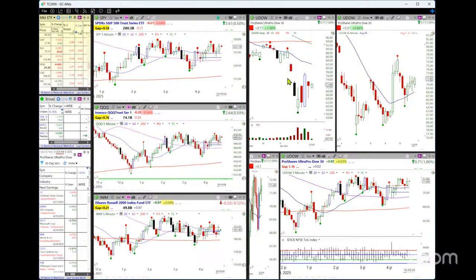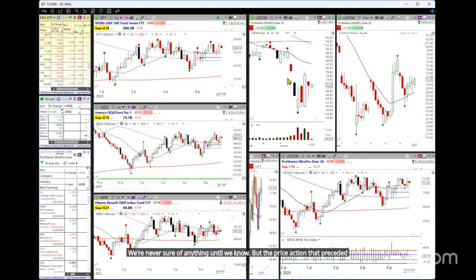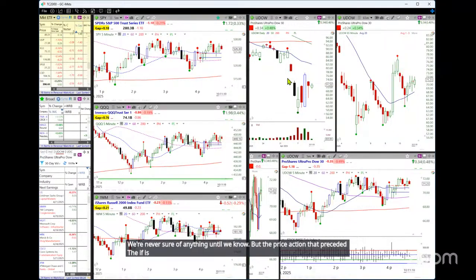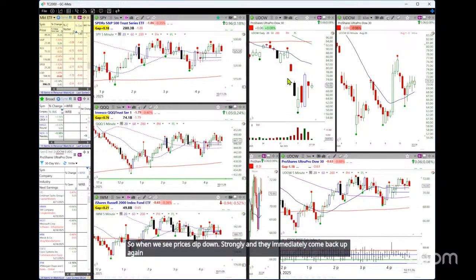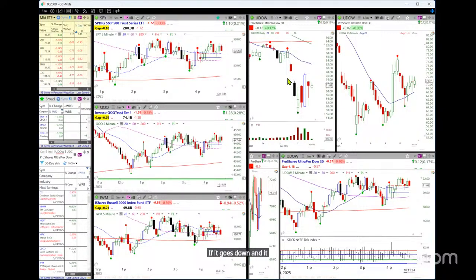We're never sure of anything until we know. But the price action that preceded the if is what gives us the confidence, right? Or a stronger bias that something will do, like what you're saying, clear resistance. So when we see prices dip down strongly and they immediately come back up again, that's supportive of getting through resistance. Now, if it goes down and it comes back up and it goes back down again, we should just take our marbles and go home.